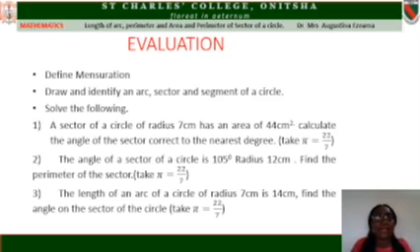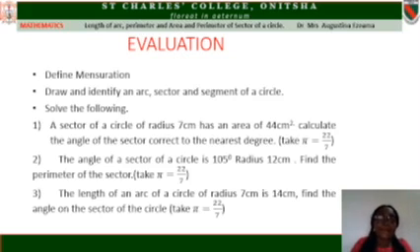The next one: the angle of a sector of a circle is 105 degrees and the radius is 12 cm. Find the perimeter of the sector. Take pi to be equal to 22 over 7. In everything, you try to apply this, taking pi to be 22 over 7. If you don't do that, you can make a mistake because nobody knows the value of that pi if you didn't write it as 22 over 7.